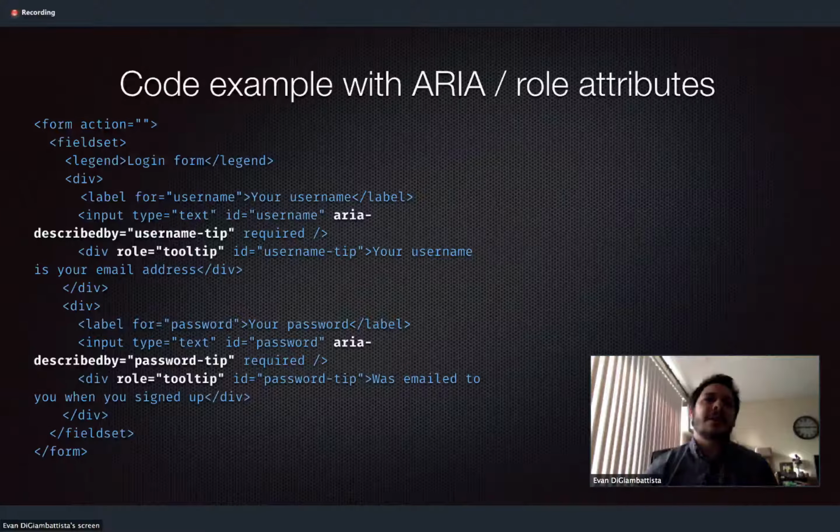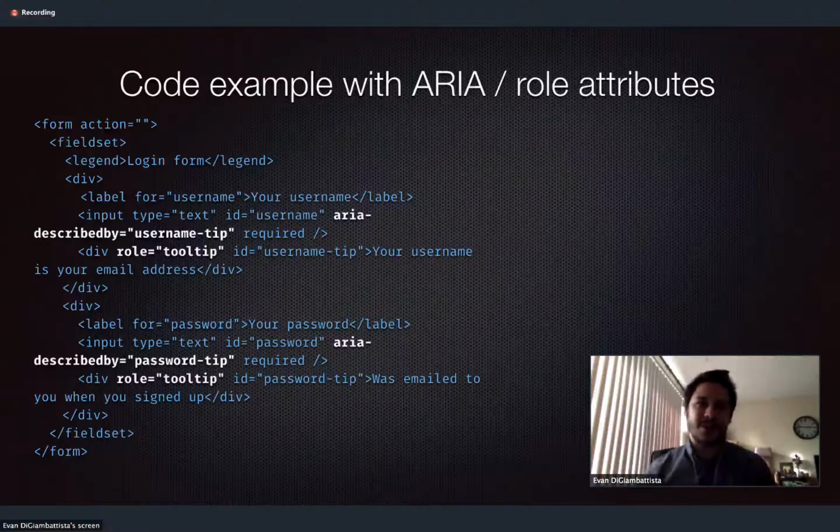This one is of a form, and under the field set, we have a div that has a label for username, and then under that, the input has the ID of username. And then we have an aria-describedby username-tip. So under that is a div with a role of tooltip, and the ID matches the aria-describedby tag. And we'll actually see this later. I have a working demo of this. It's just a tooltip on a form, but it describes to the user that there's a tooltip that will happen, and it conveys some information in case you need more information.